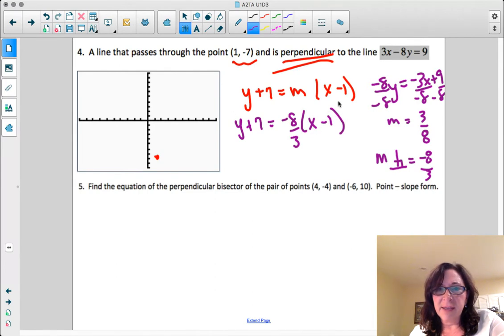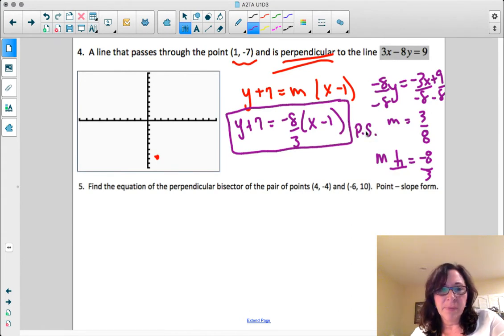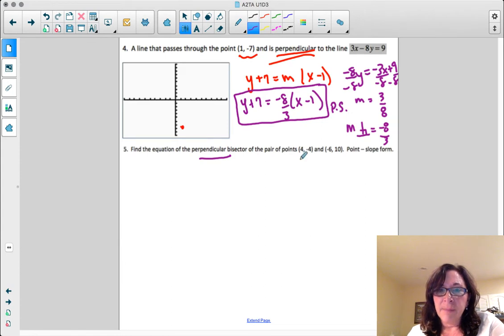And they didn't give me any kind of way that I had to have my equation, so we're going to leave it in point slope form. And lastly, find the equation of the perpendicular bisector of the pair of points right there: 4, negative 4, and negative 6, 10.